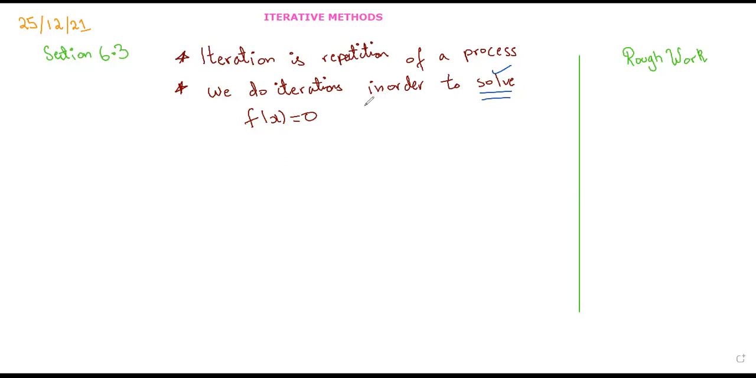Are you clear with the basics of this topic? Yes. Okay. Now the question is, we understand what iterative methods are and why we are going to use them and stuff like that. But the question is how to use it. This is the question. Okay, let's talk about this now.